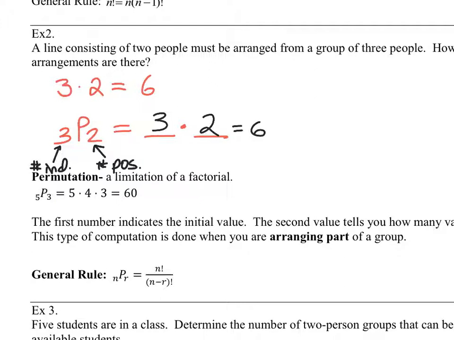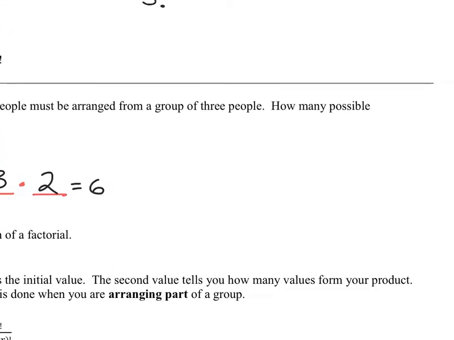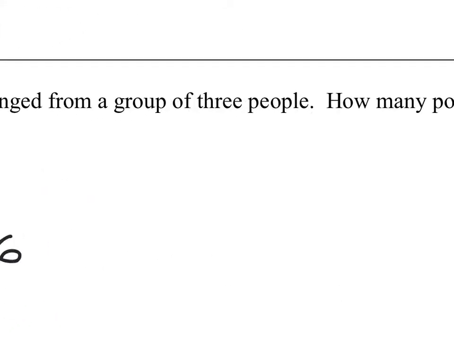Right? There also is a general rule, and we could do this in a calculator, so we don't really need the general rule, but it's kind of interesting. So, and also, you know, AP, you never know how they're going to ask something. So n factorial over n minus r factorial.